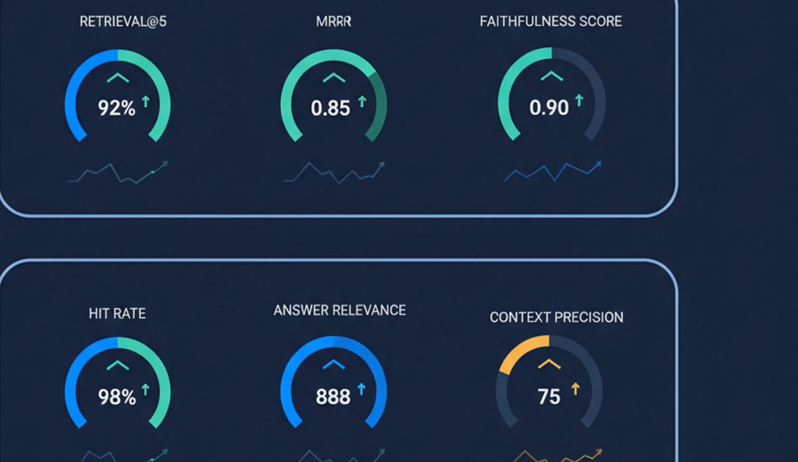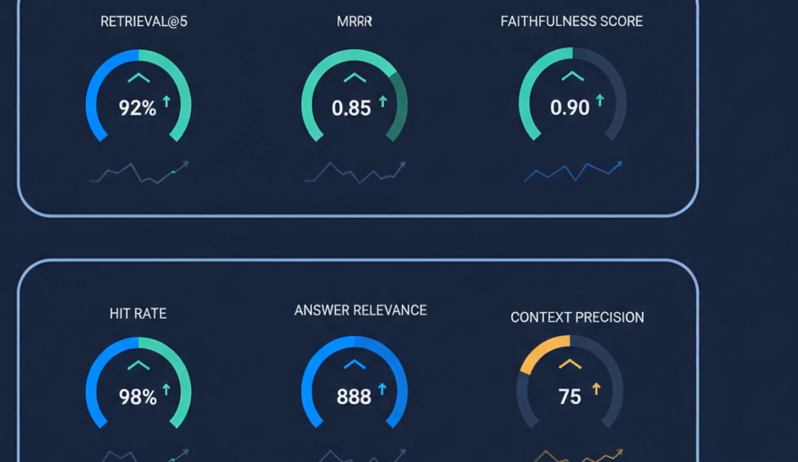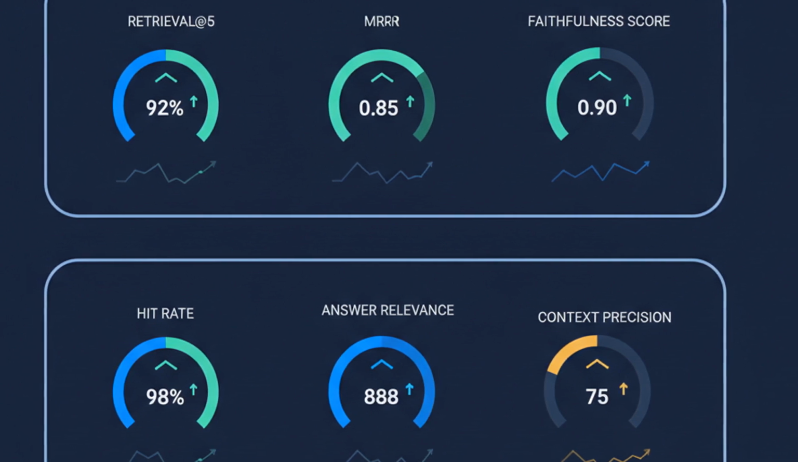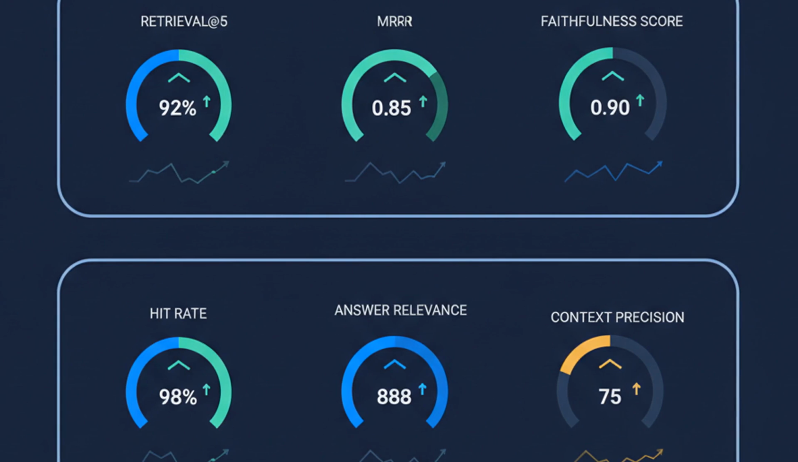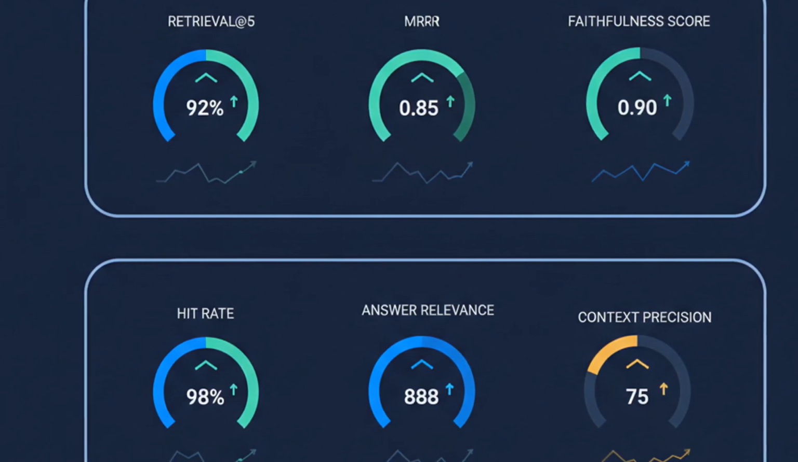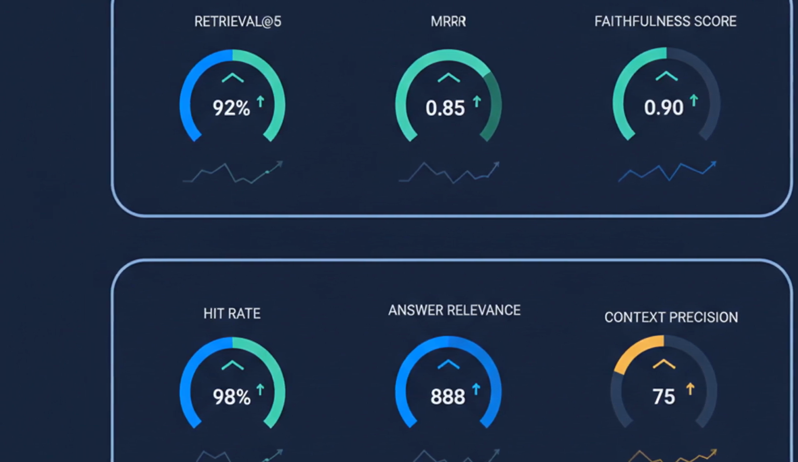How do you know if your RAG system is working? You need separate metrics for retrieval and generation. For retrieval, measure recall at K. Did the relevant documents appear in your top K results? Mean reciprocal rank rewards finding relevant docs earlier. For generation, check faithfulness. Does the answer actually reflect the retrieved context? Answer relevance measures if the response addresses the question. Tools like Ragas and Langsmith help automate this evaluation.